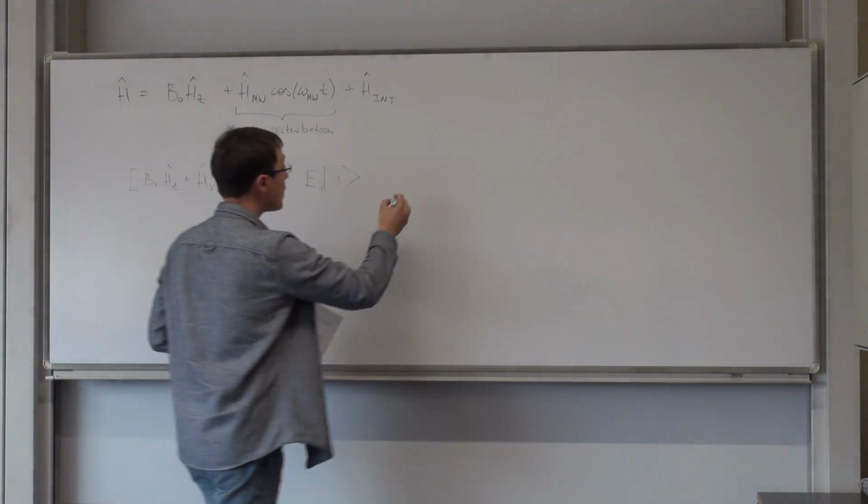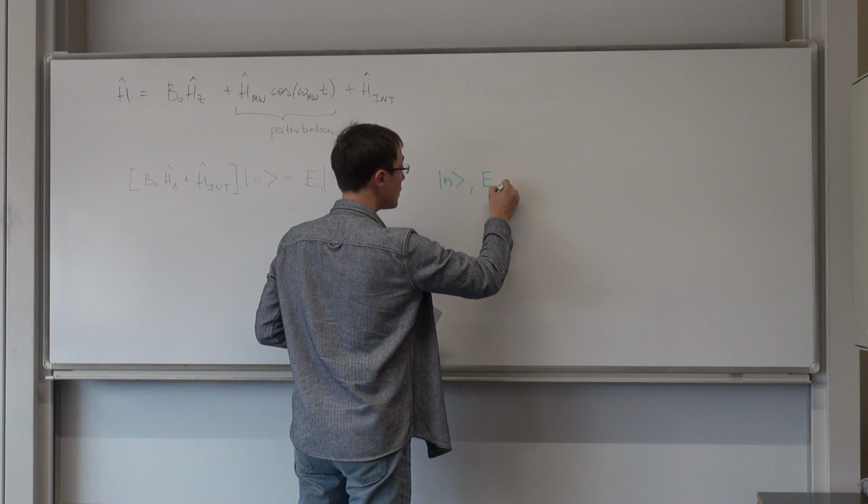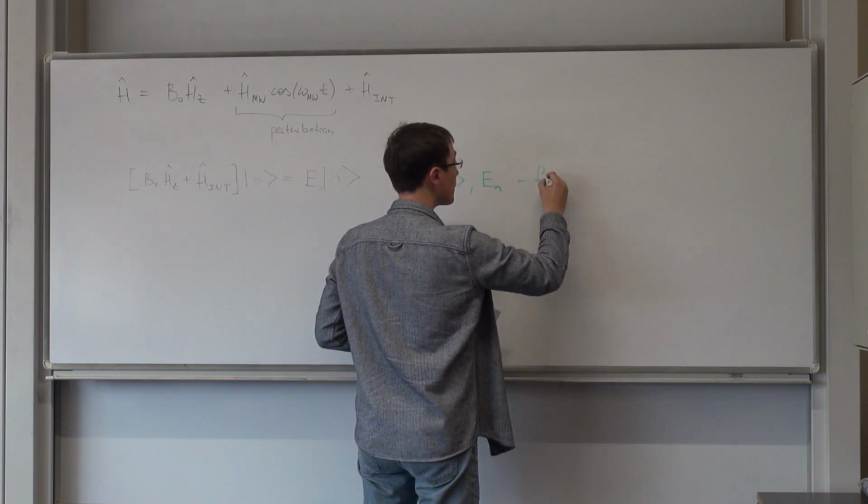So the procedure of obtaining |n> and En is called diagonalization.